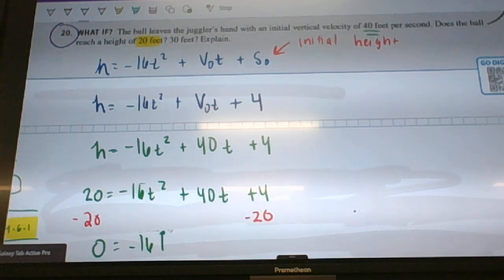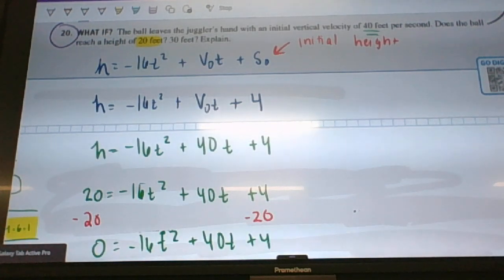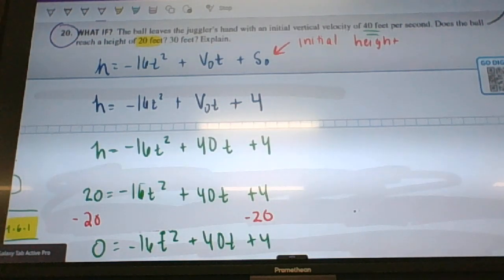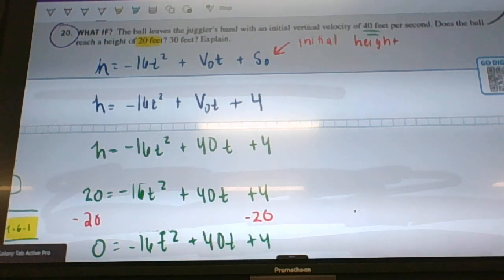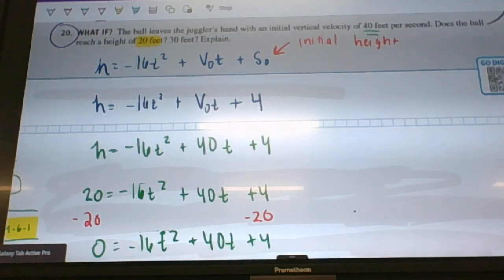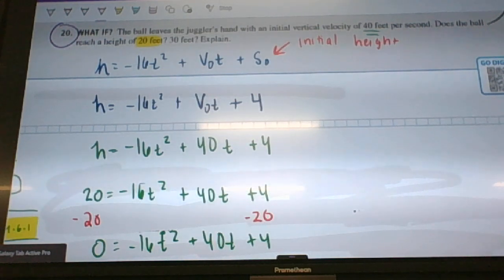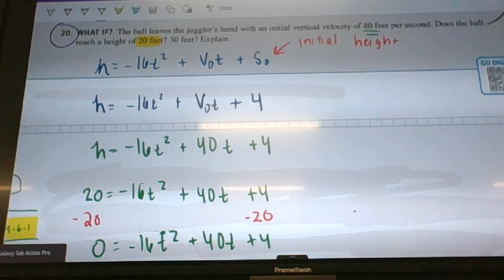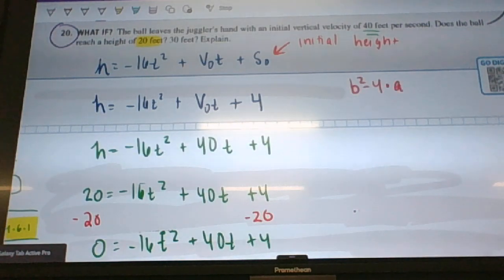Negative 16t squared plus 40t plus 4. And then I'm not going to make you solve it. All we have to do is the discriminant. If the discriminant comes out positive, yes, it reaches 20 feet. If it comes out negative, that's imaginary. No, it won't. So we're going to just do b squared minus 4 times a times c.